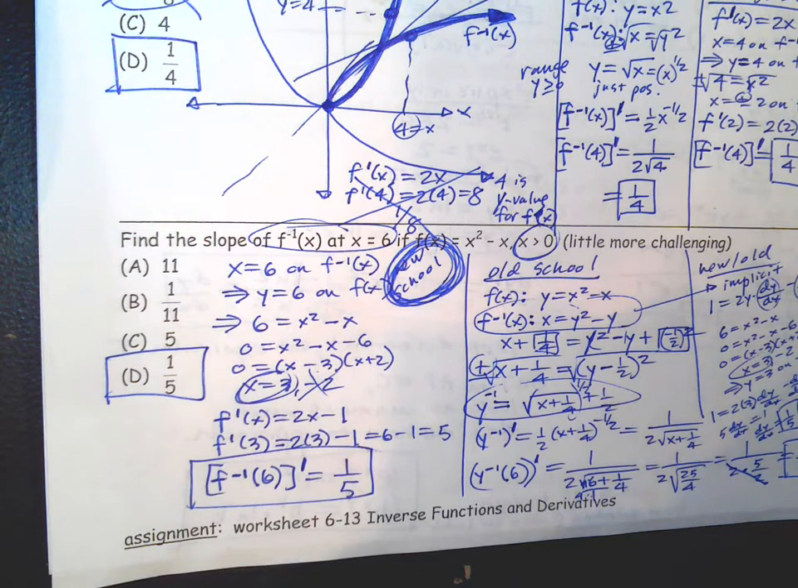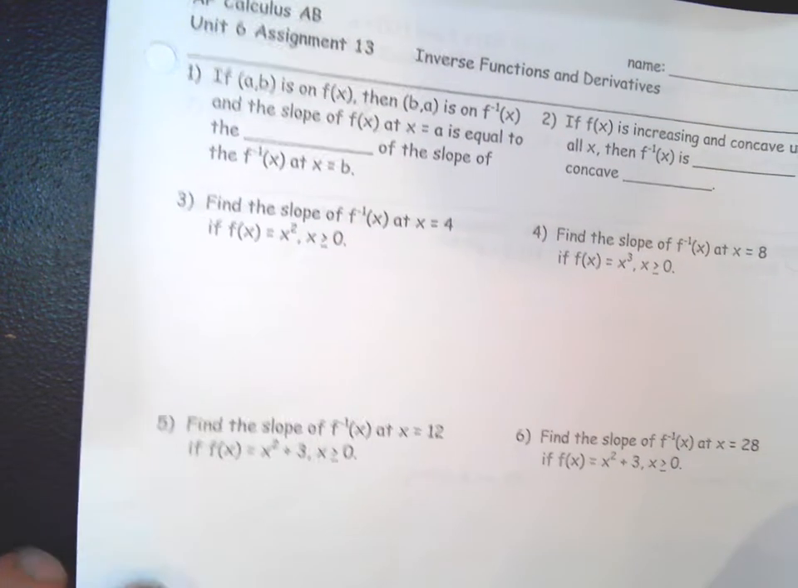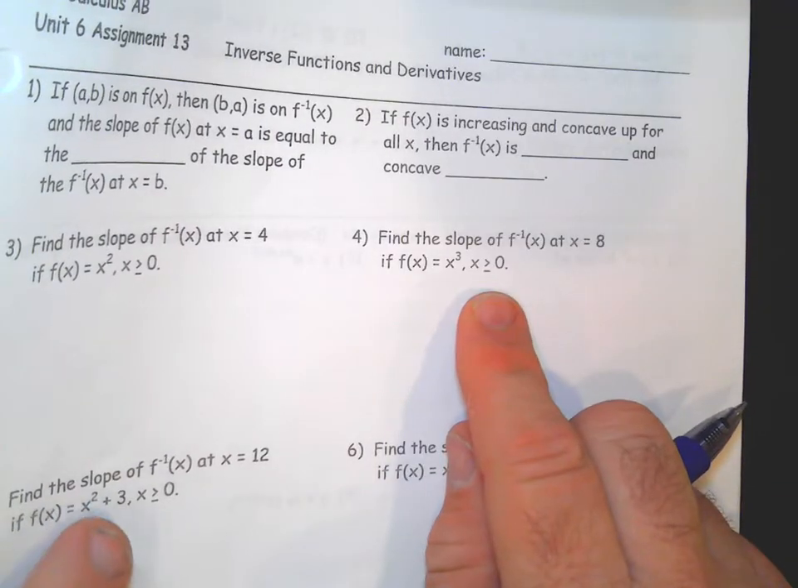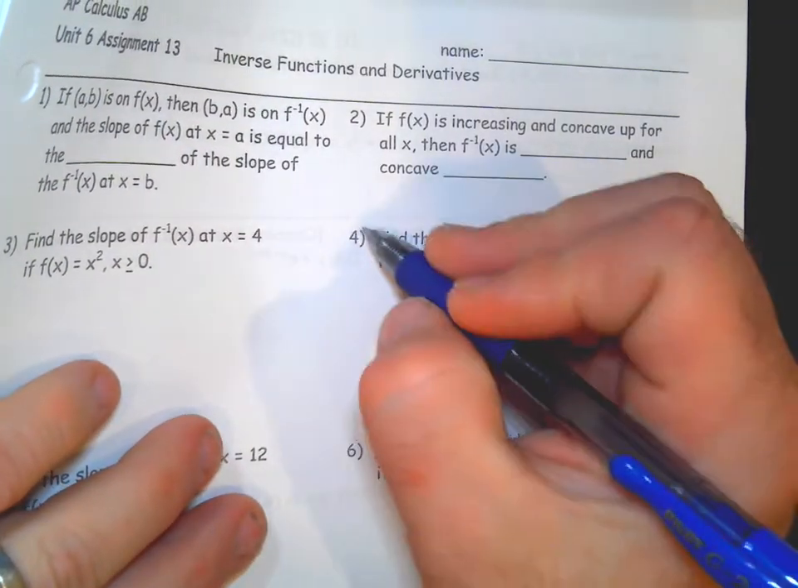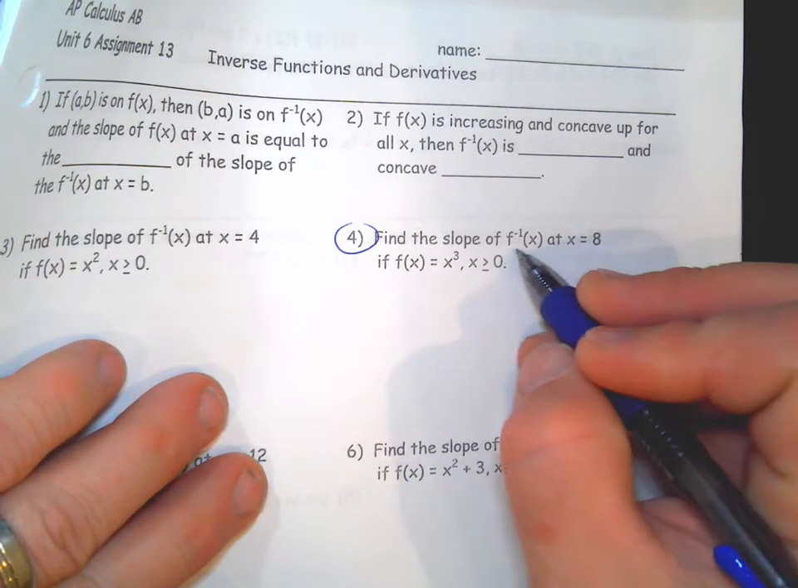Maybe we could do one more problem on today's assignment. So today's assignment's a worksheet. So let's look at one of these. Let's look at number 4. Okay, let's try and do this new school approach. Find the slope of the inverse at x equals 8.